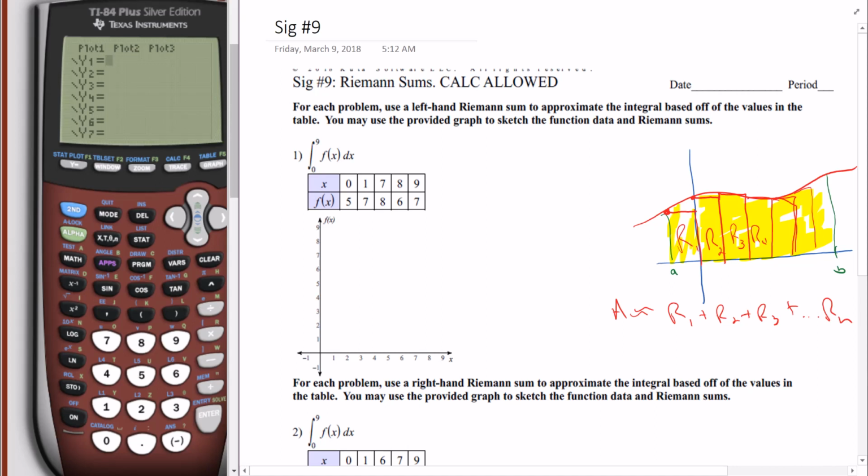And then later what we talked about is, well, what if we made these rectangles smaller? What if we made them really narrow? What if we made them infinitesimally smaller? Then we'd actually get the exact area, which is what turns out.